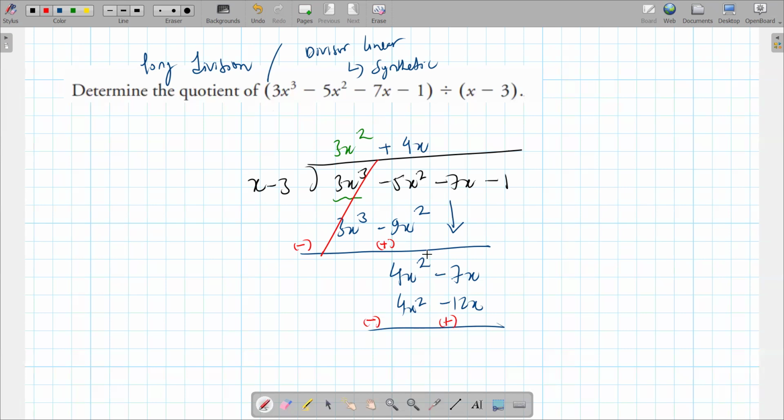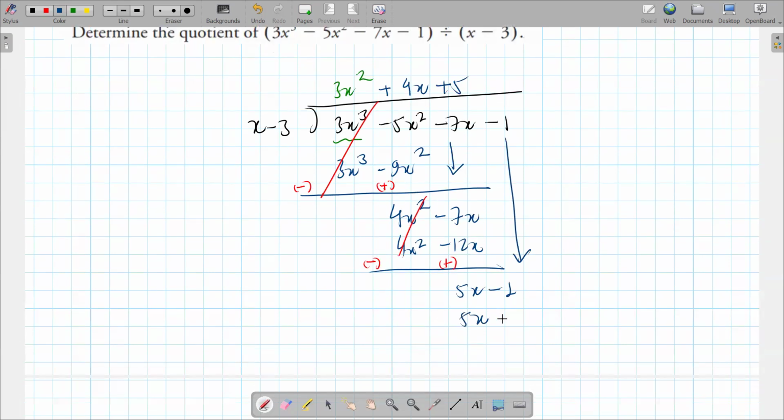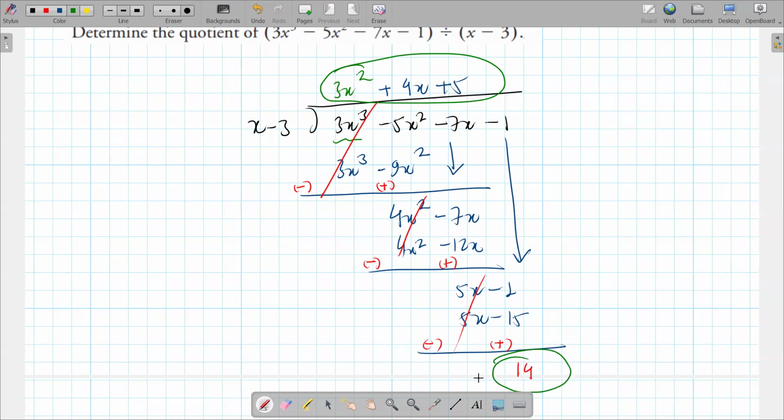4x squared minus 4x squared gone. Negative 7x plus 12x is 5x. Then you're allowed to bring the last digit down. x times 5 is 5x. Final step, 5x minus 5x gone. This becomes a plus. Negative 1 plus 15 is 14. So therefore, the answer to the question, this is your quotient, this is your remainder, okay?